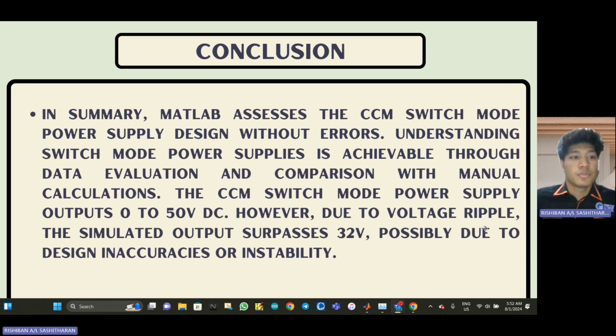Okay, for the conclusion, in summary, MATLAB assessed the CCM switch mode power supply design without error. We can understand that the switch mode power supply is achievable through data evaluation and comparison with manual calculation. The CCM switch mode power supply outputs 0 to 50 volts DC. However, due to voltage ripple, the simulated output suffers 32 volts, possibly due to design inaccuracies or instability.